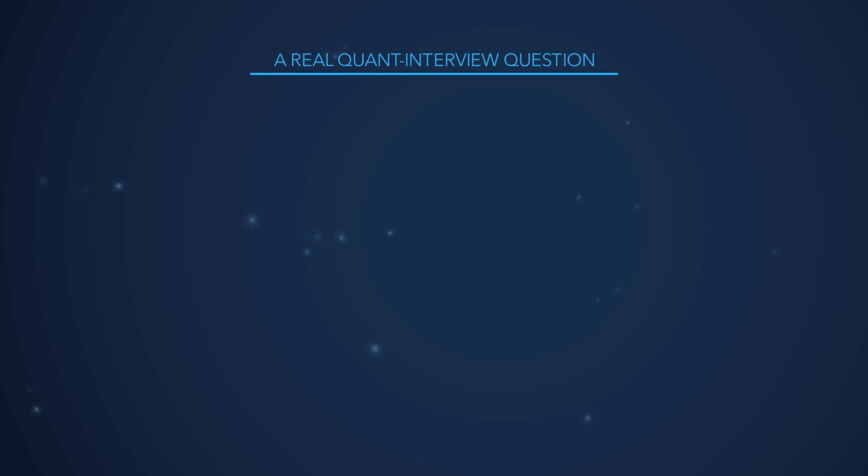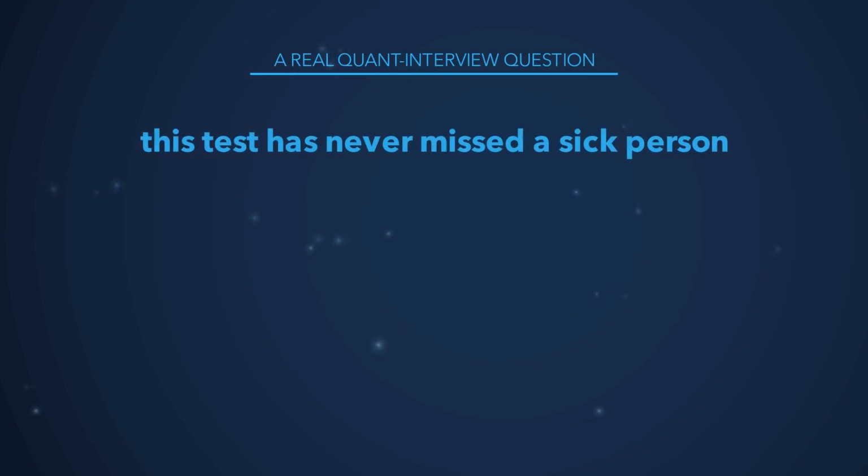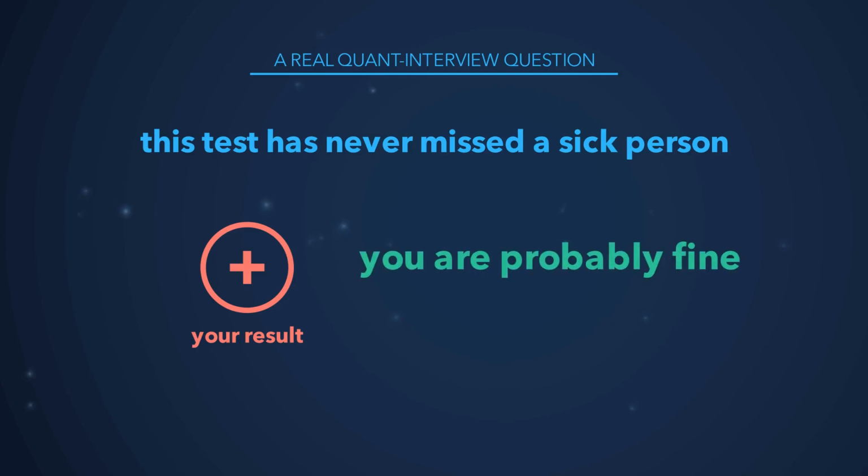There's a test for a rare disease, and it has never missed a sick person. Not one, not ever. You take it. It comes back positive. And you are probably fine. Nothing is wrong with the test. It does exactly what it claims. What is missing is a number nobody handed you.